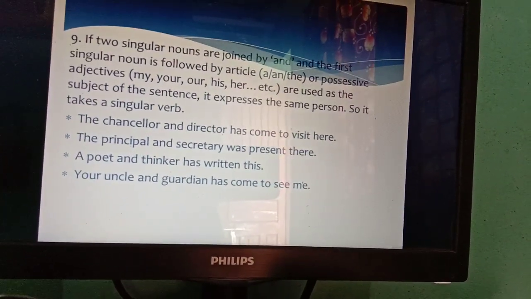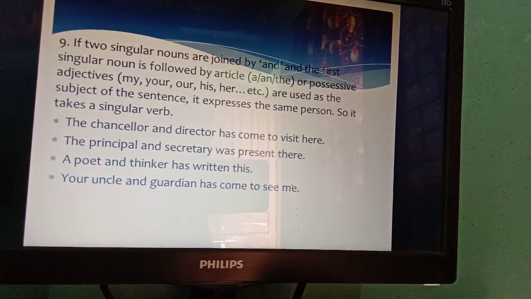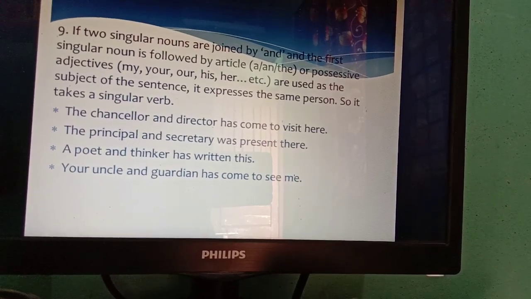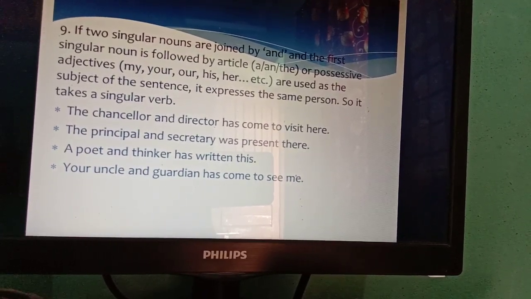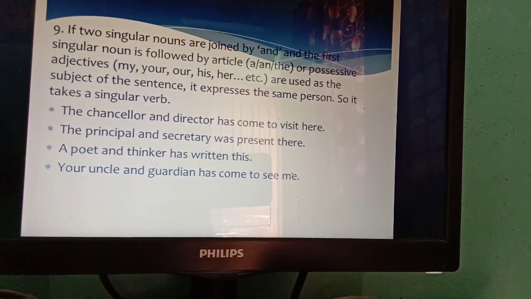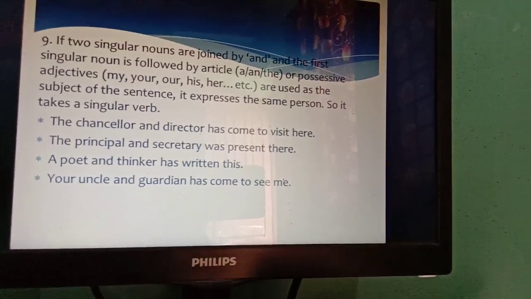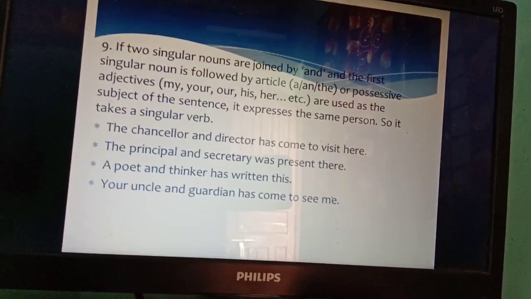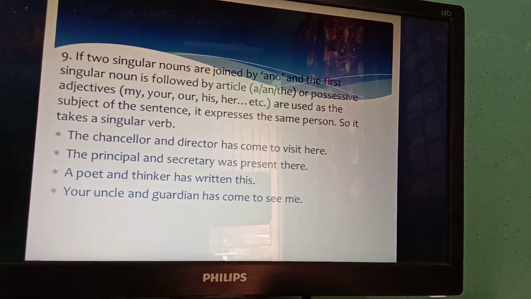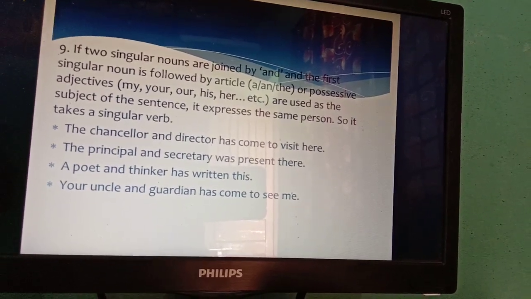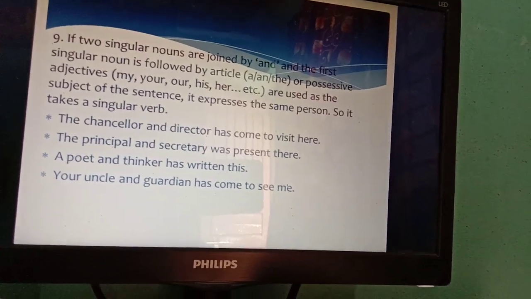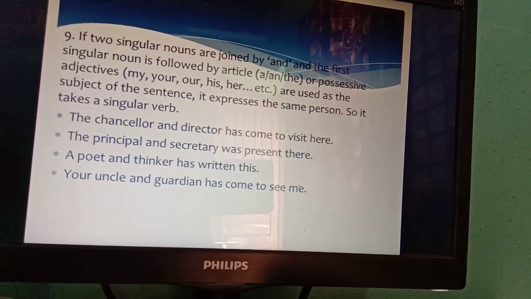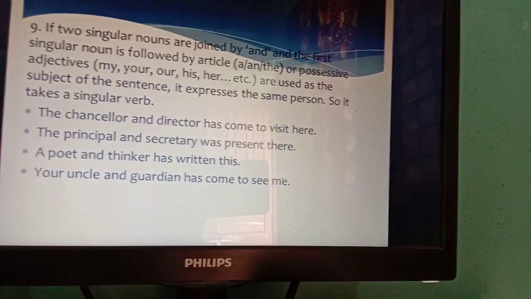Now coming to rule number 9. If two singular nouns are joined by "and" and the first singular noun is followed by an article, the two singular nouns are joined by "and" and the first singular noun is followed by an article, like a, an or the, or possessive adjectives, as I have said earlier, like my, your, our, his, her, etc., used as the subject of the sentence.